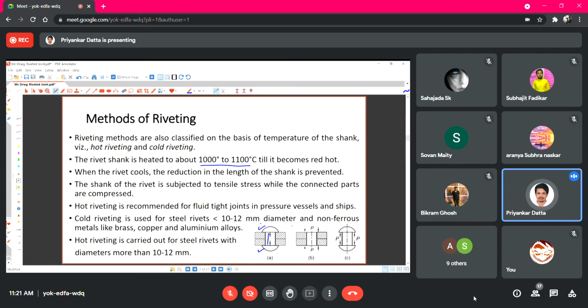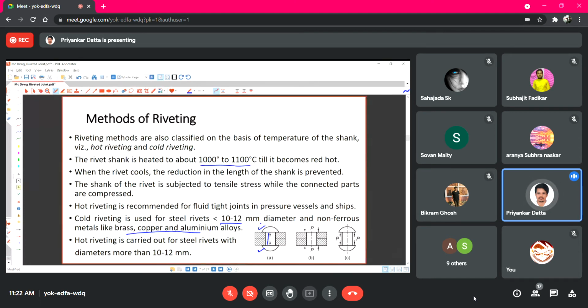So that is why mostly for boilers and ships, this hot riveting technique is used. And mostly for lower diameter, which are around 12 millimeter or less than 12 millimeter, between 10 to 12 millimeter, in those cases, or in cases where it is not a steel rivet but non ferrous, like brass, copper or aluminum rivets, in those cases this cold riveting can be possible.